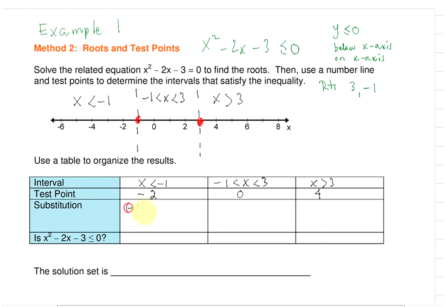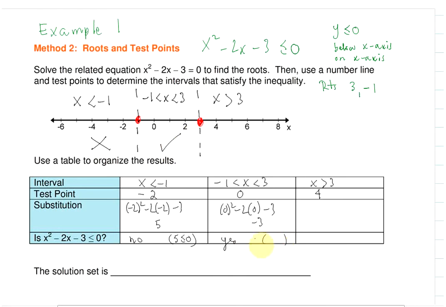So let's plug in -2, and we get 5. So when x is -2, y is 5. We want to know, is 5 less than or equal to 0? And the answer is no, it's not. So we X this region. Okay, it's not part of our solution. So now we plug in x is 0, and we go 0 squared minus 2 times 0 minus 3, and we get -3. So when x is 0, y is -3, so is -3 less than or equal to 0? Yes, it is. That means this is probably our region.